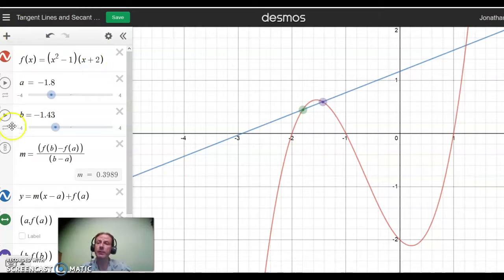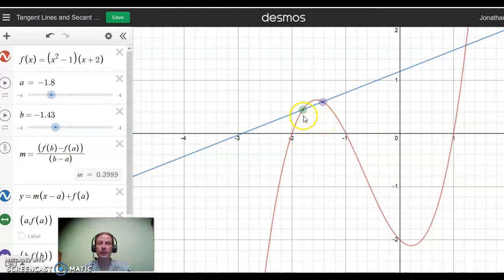So what we have here is the curve y equals the quantity of x squared minus 1 times the quantity of x plus 2. So this blue line is a secant line to that curve because it's going through 2 points on the curve. Now, you probably remember from previous math courses that to define a line, you need to know the slope of the line. And the slope is the rise over the run. It's the change in y values over the change in x values.